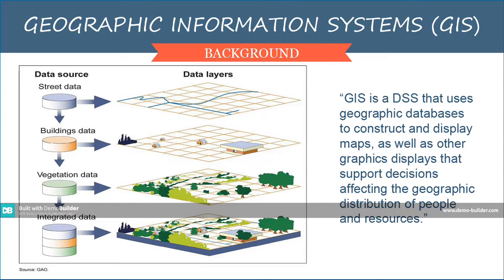Now we move on to Geographic Information System, or GIS. GIS is a decision support system that uses geographic databases. Many companies use GIS with Global Positioning System, or GPS, to help them choose new retail store locations, optimize distribution routes, or analyze demographics of their target audiences. Popular GIS software are MapInfo and Atlas GIS.